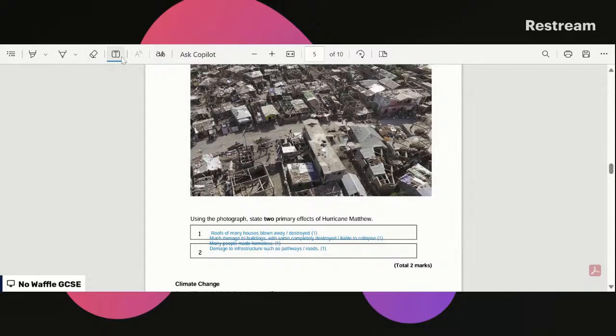This slide is good because we're going through the content, but also going through exam skills, which are really important.